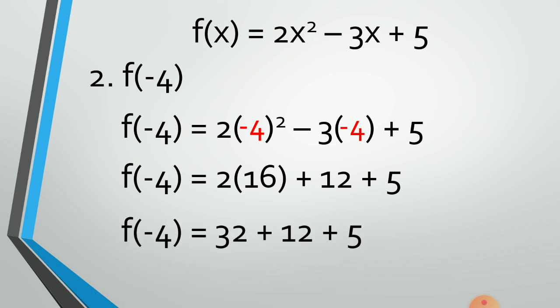Next, 2 times 16 is 32. Then copy plus 12 plus 5. So 32 plus 12 plus 5 is equal to 49. f of negative 4 now is equal to 49.